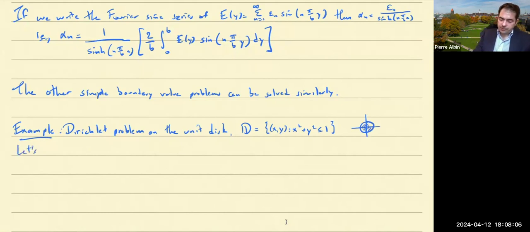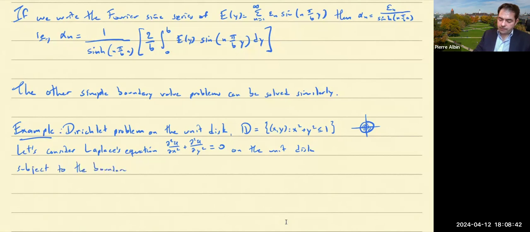So let's consider Laplace's equation, d squared u by dx squared plus d squared u by dy squared equal to 0 on the unit disk, subject to the boundary condition that u should equal f of theta on the boundary circle.